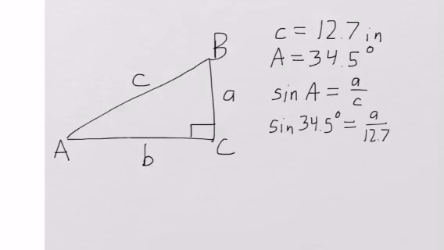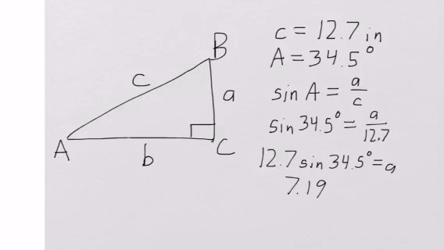We'll worry about the units later. So we can multiply both sides by 12.7. So 12.7 times the sine of 34.5 degrees is equal to A. And at this point, we'll just punch it into the calculator. And I get that that equals 7.19.